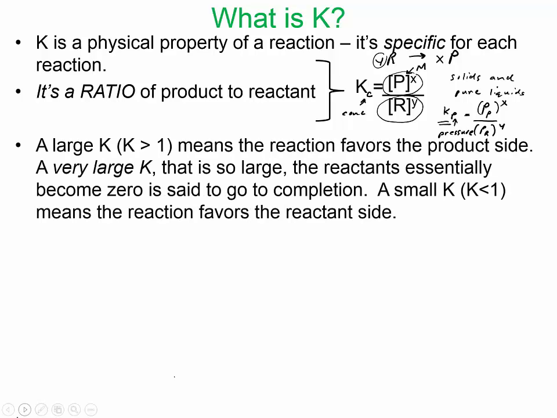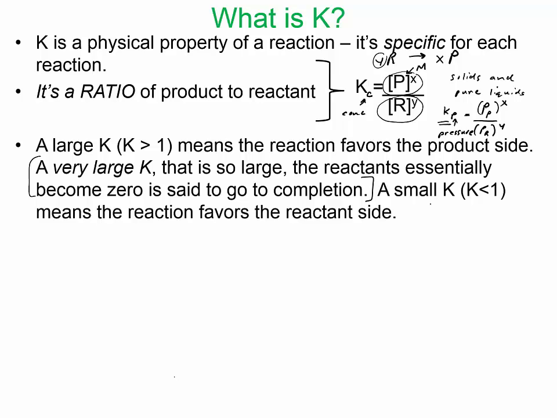A large K value, so K greater than 1, means the reaction favors the product side. And a very large K, that is so large the reactants essentially become zero, is said to go to completion. So if you have a very large K, at that point you just write a one-way arrow going to the product side.